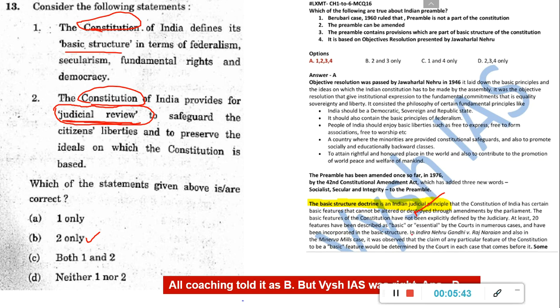The Supreme Court tells this in different judgments. There is no proper definition, and in the Constitution definitely it is not there. So one is definitely wrong, meaning this option will go away and that option will go away. So now it is either 2 only or neither 1 nor 2.